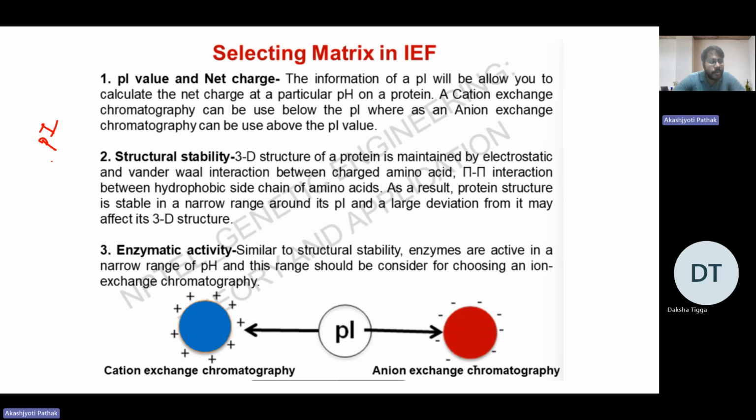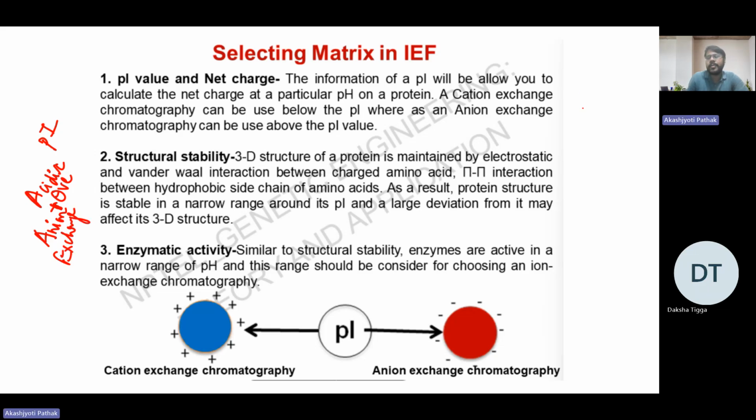If it is an acidic protein, then what column will you use? You need to understand this concept. If it is an acidic protein, it means that at physiological pH it will be negatively charged. So you need to use an anion exchange chromatography column.